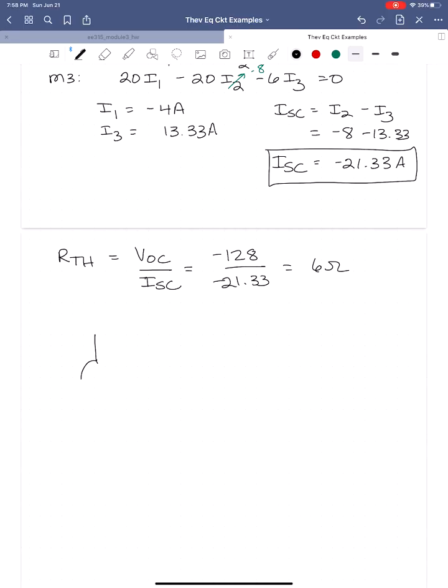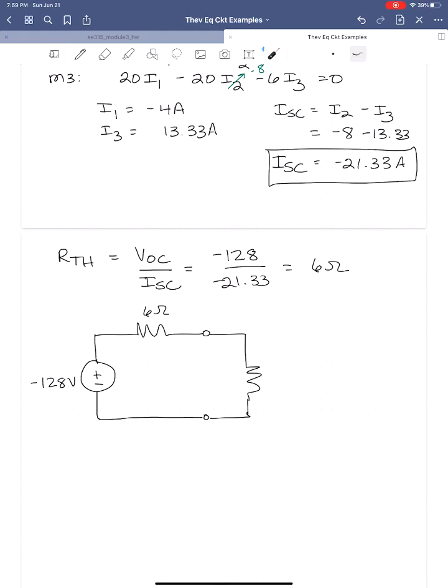So if we draw our Thévenin equivalent circuit, this is going to be 6 ohms, our Thévenin equivalent resistance. This is going to be minus 128 volts, our Thévenin equivalent voltage source. I think I misspoke there, so let me just repeat that. We've got a minus 128 volt Thévenin equivalent voltage source, and 6 ohms is our Thévenin equivalent resistance. Then we are adding back in our original load, which was the 3 ohm resistor.